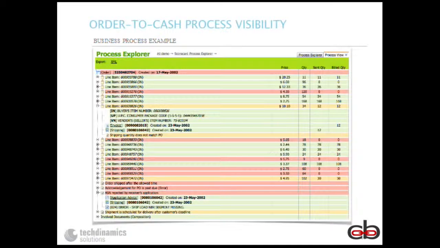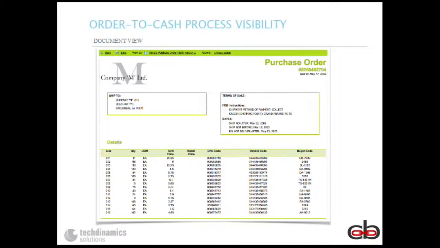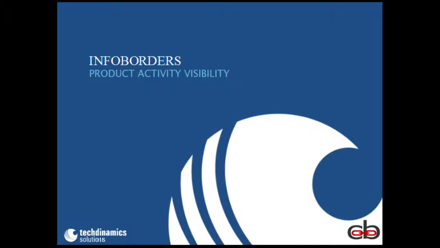Each of these events can in turn be acted upon, reported on, or alerted about. So this is just an example process. And of course, you can always drill down all the way to see the actual document that was involved in the process. Another example would be product activity visibility.